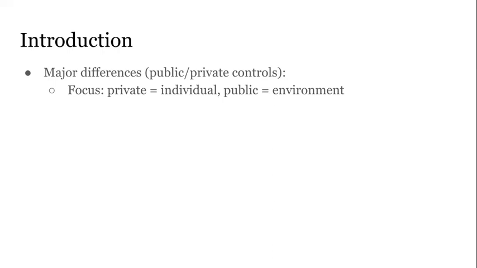By way of introduction, major differences, just to remind us of some of the things that we've already talked about. Major differences between public and private controls of pollution in the United States vis-a-vis major federal environmental laws. The focus generally, when we talk about private controls, is on the individual. And what that means is that the way that the laws are established under private controls, nuisance, negligence, these sort of common law actions, they really focus on individual conduct.